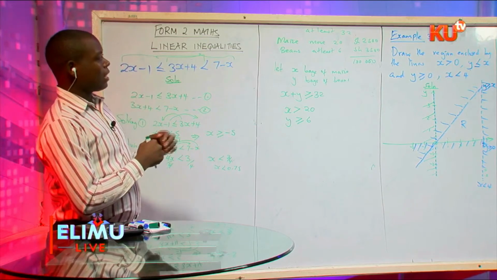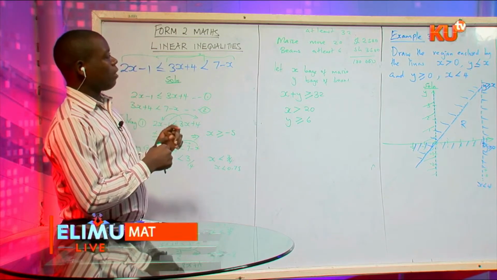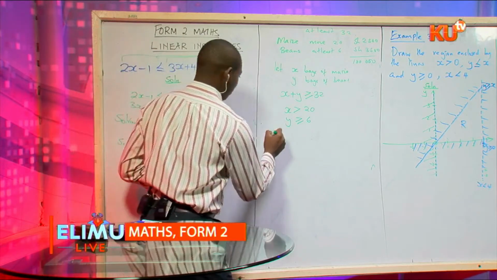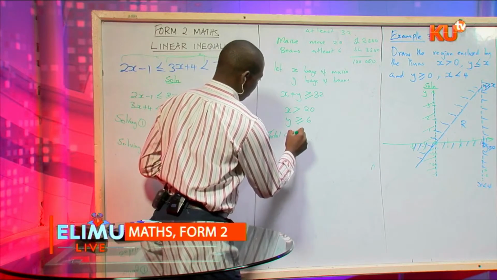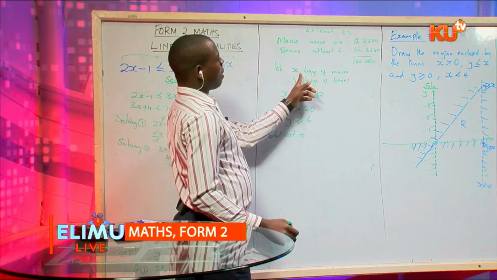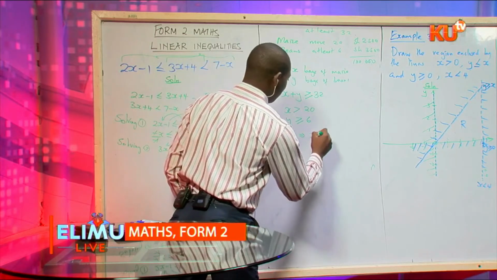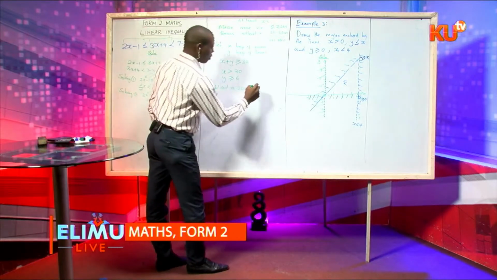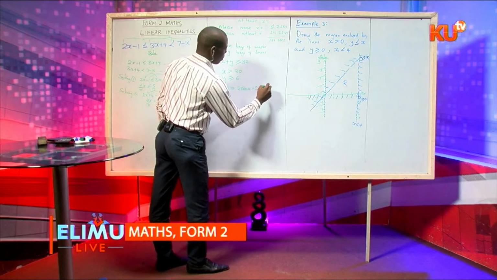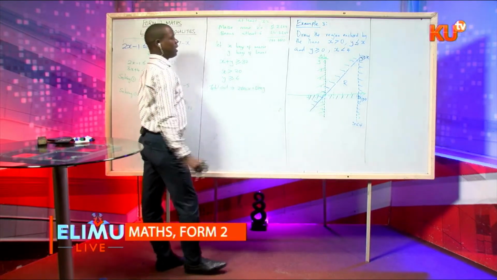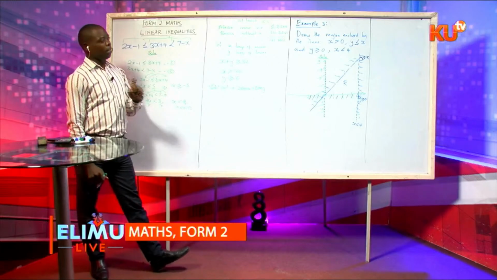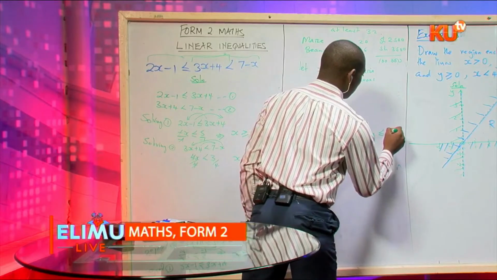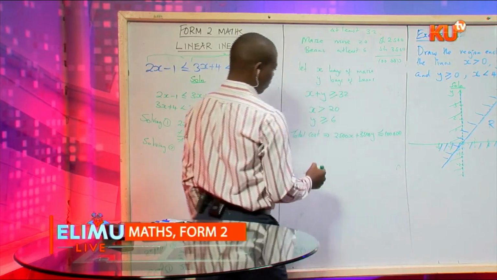But we are told that the price for 1 bag of maize is 2,500. So the total cost, we are buying X bags of maize. That will now give us 2,500X, and Y bags of beans, a total of 3,500Y, to give us a total of 100,000. So the school cannot spend more than 100,000. So this cost should be less than or equal to 100,000.